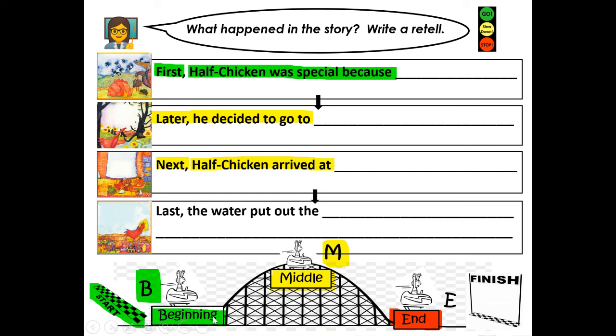Now we're at the end of our retell. We're going to talk about what happened at the finish line. Last, the water put out. How did the water help Half Chicken? Last, the water put out the. After you say your full sentence, push pause and write your sentence. Last, the water put out the.